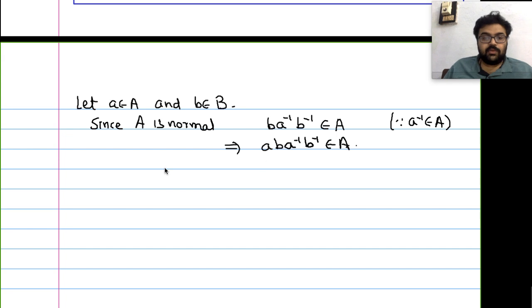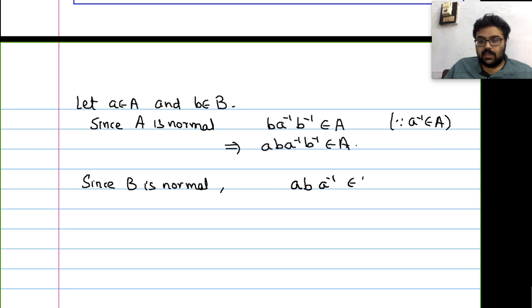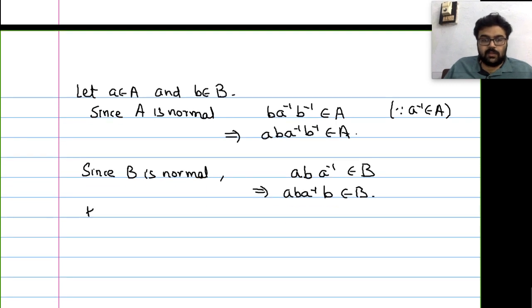Okay, so similarly, since B is normal, the middle element I keep from B. So the middle element is B in B, and I multiply on both sides by A and A inverse. So this is an element in B, because for all G, G B G inverse is in B. So I take A, and A B A inverse is in B. And B is in B, so the product is in B. This implies A B A inverse B inverse is in B. So hence A B A inverse B inverse is in A intersection B, which is nothing but the identity.